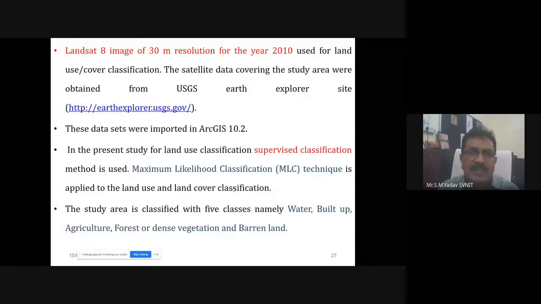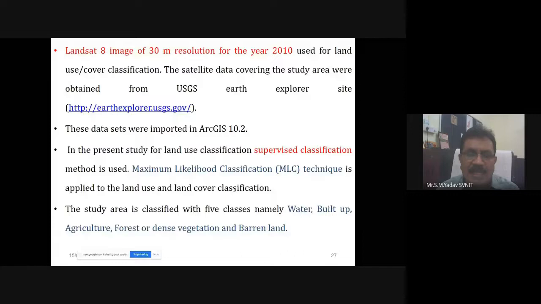For this study, a Landsat 8 image of 30-meter resolution for the year 2010 was used for land use land cover classification. The satellite data covering the study area were obtained from the USGS Earth Explorer site. These data sets were imported in ArcGIS 10.2. In the present study, the supervised classification method is used for land use classification. The maximum likelihood classification technique is applied to the land use and land cover classification.